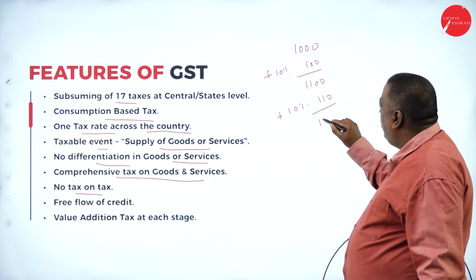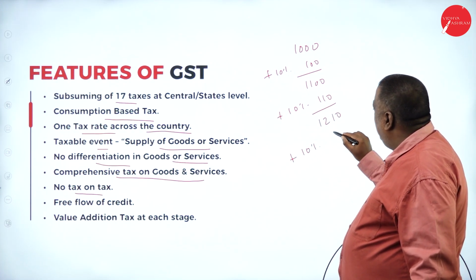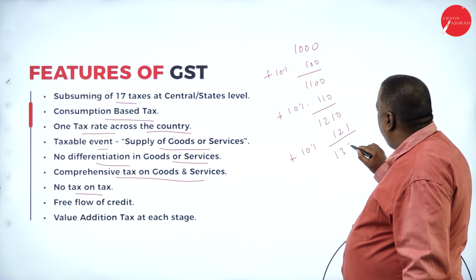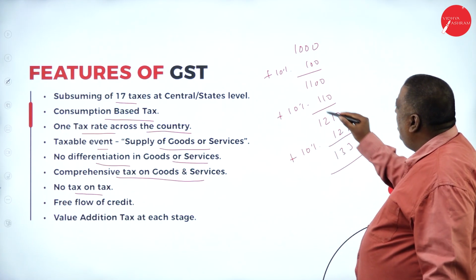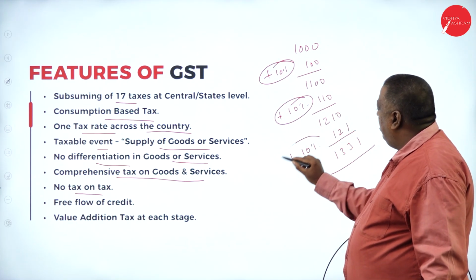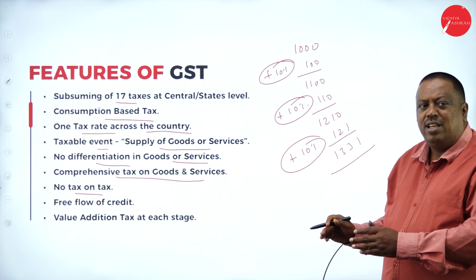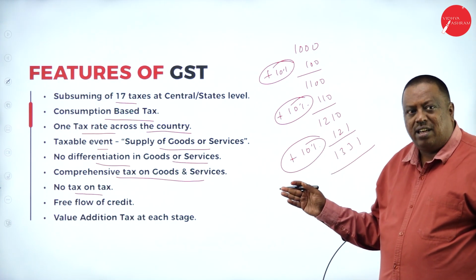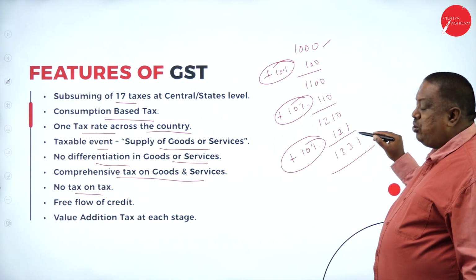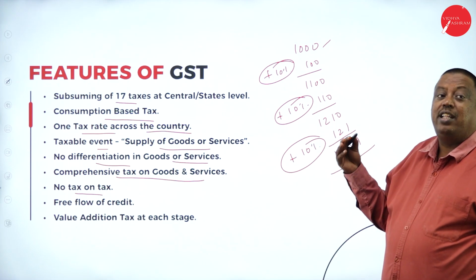So it was 1,210. Again, the retailer 10%, 121. So 1,331. The tax was collected in the first level, second level, and third level. I've taken an equal rate here, but it was different rates earlier. See, the product was 1,000. Before it reaches the consumer, only the tax part I've added here. I've not added the profit here.